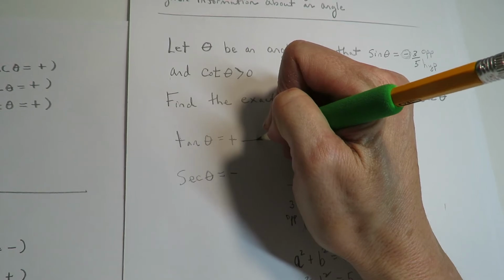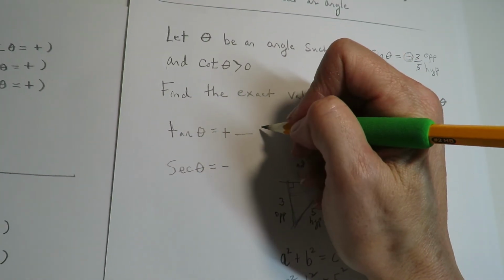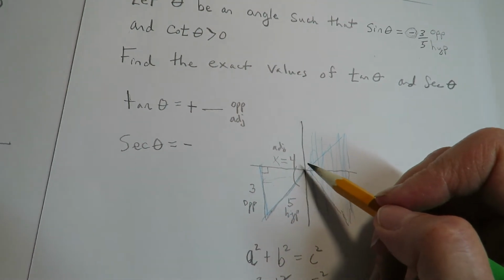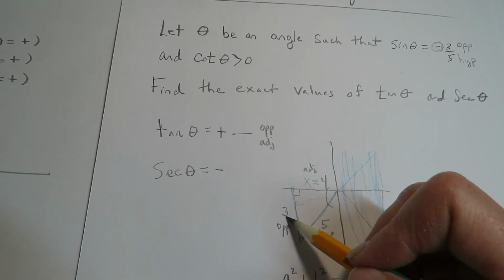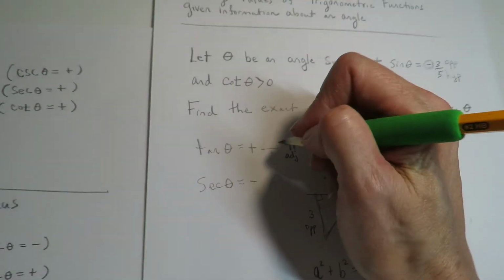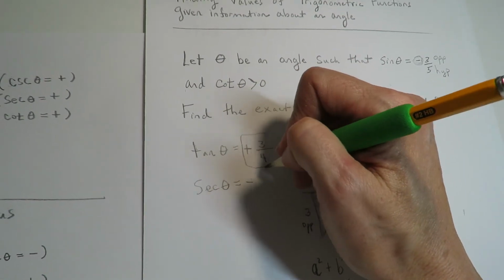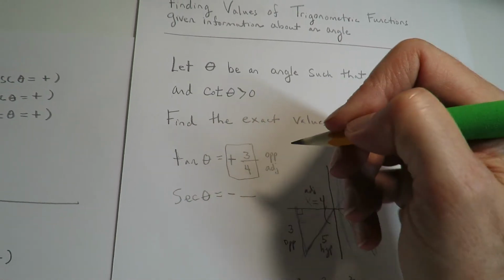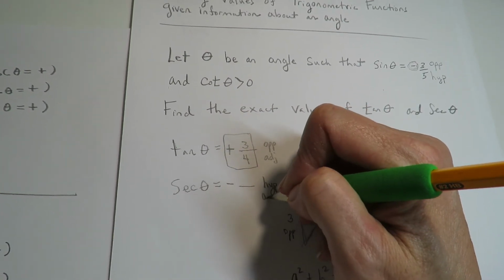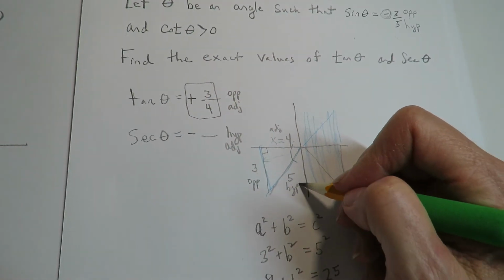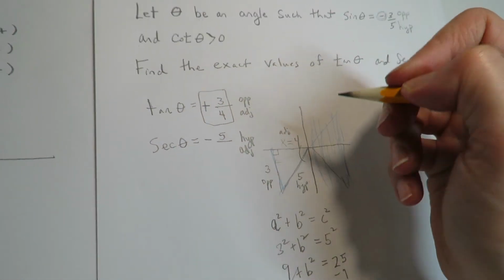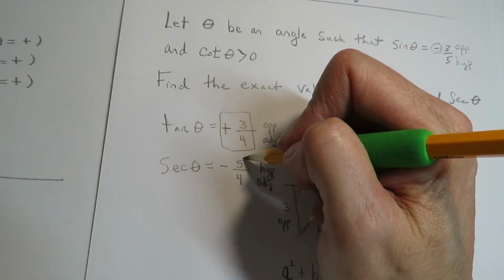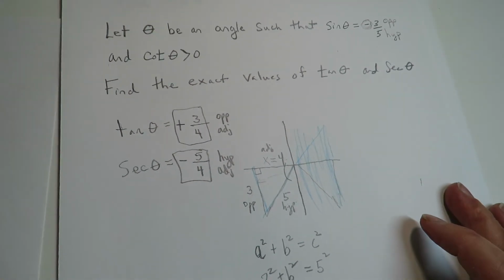The tangent is asking for what two sides? They want the opposite over the adjacent. So you go to your triangle and find the opposite over the adjacent. The opposite is 3, the adjacent is 4. So the answer to the first one is a positive 3/4. Now let's do the secant. The secant is the hypotenuse over the adjacent. The hypotenuse is a 5. The adjacent is a 4, and again it's negative because it's in quadrant 3.